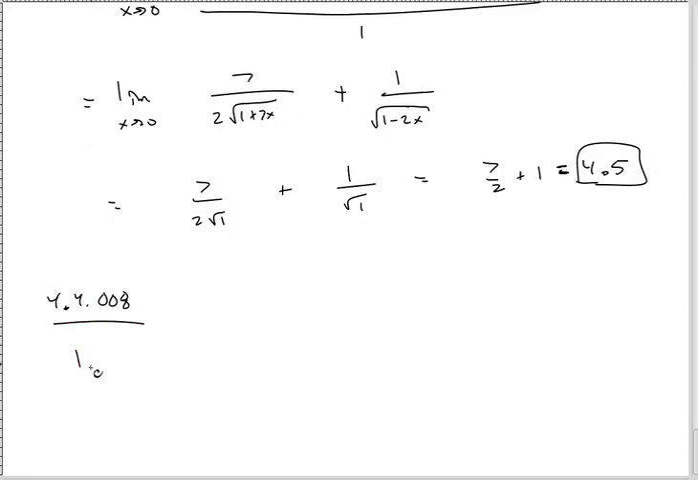4.4008. I've got the limit as x goes to 0 of e to the 2x minus e to the negative 2x minus 4x, and then all divided by x minus sine of x.